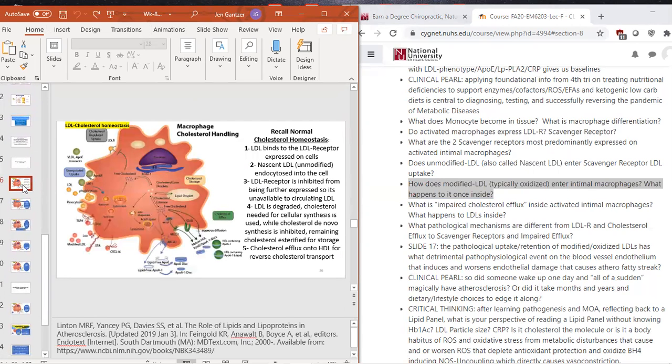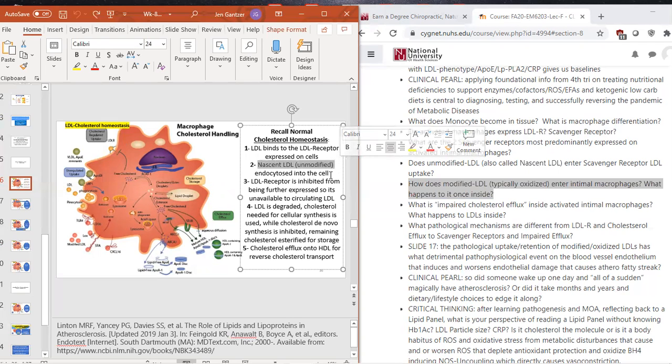So what happens with normal LDL uptake? Normal LDL uptake expresses an LDL receptor when it needs cholesterol. Your ApoB100 comes along and it binds. And then remember, endocytosis, the whole thing gets engulfed. The whole thing, the LDL particle with the ApoB100 plus the LDL receptor all gets taken up into its inside. We call that endocytosis. Okay, so this is nascent, unmodified, healthy, normal, physiological LDL.